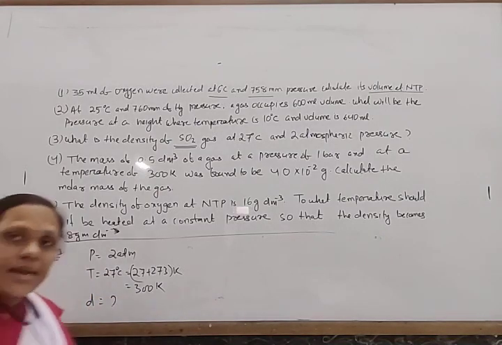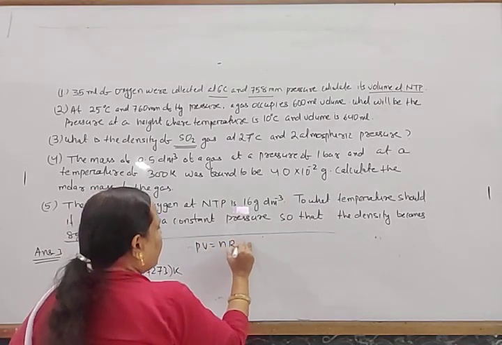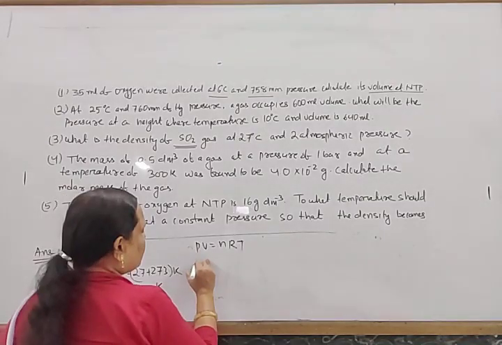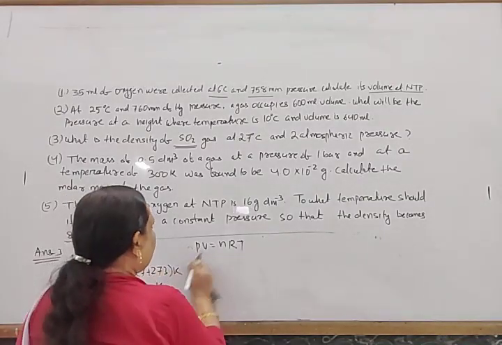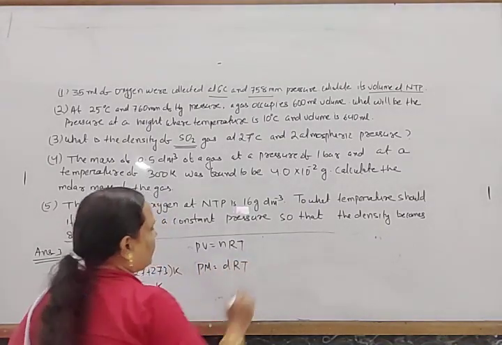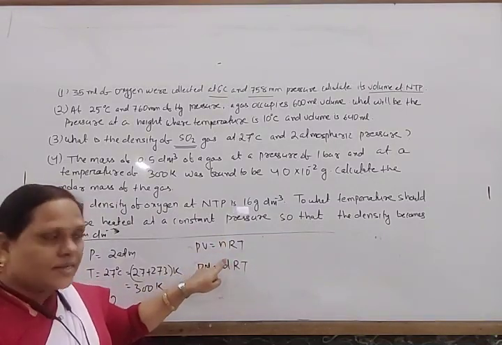From the ideal gas equation, one form is PV equals nRT, and another form of the ideal gas equation we also know is PM equals dRT. Here n equals weight by molecular mass.